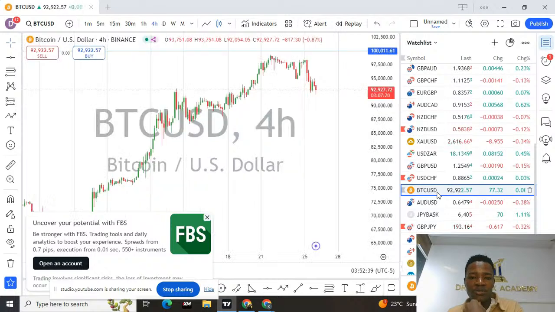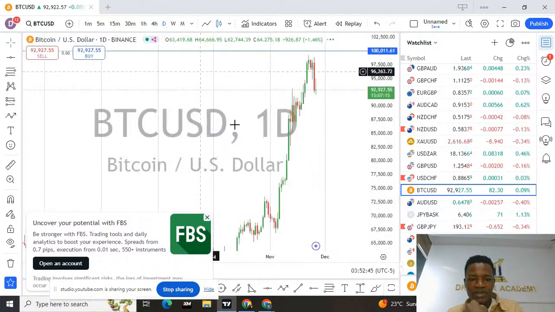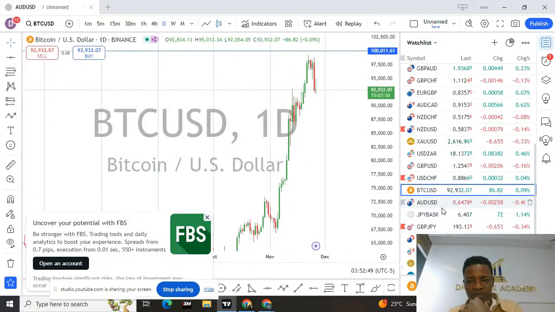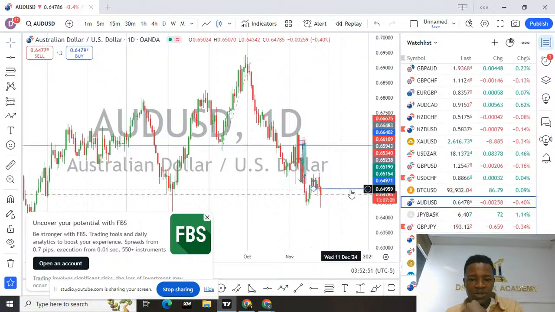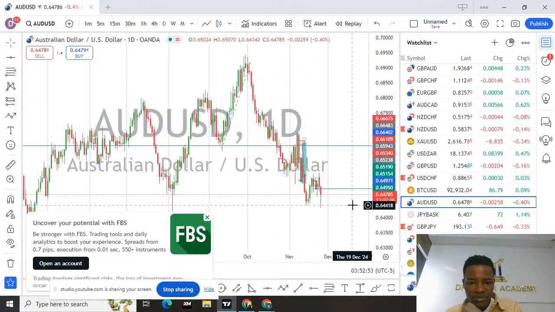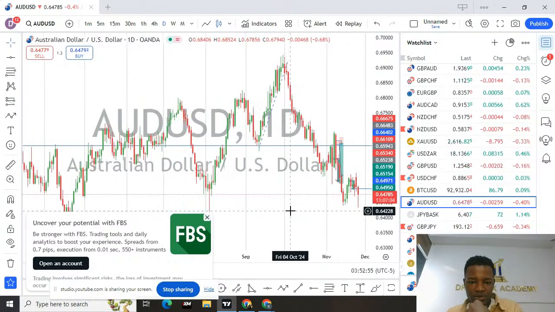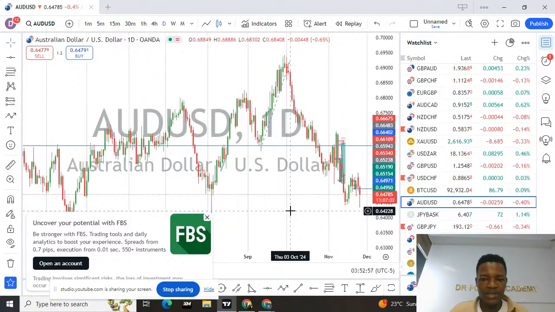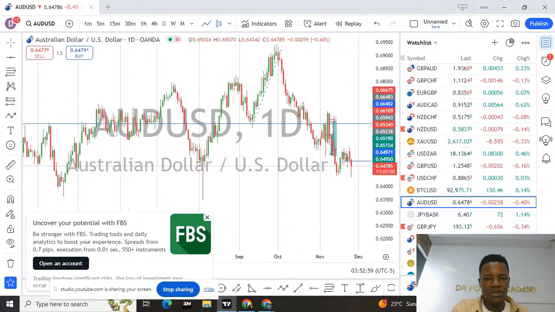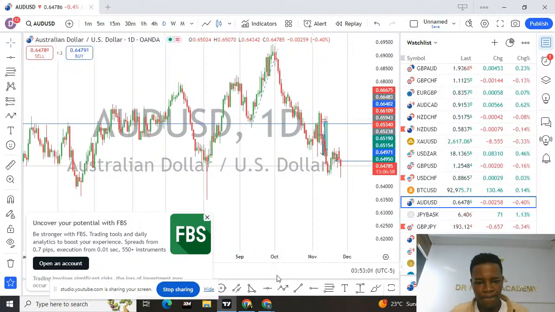This BTC has reached 100, but I know this BTC is still bullish. Let's go. We have not been trading BTC, AUDUSD. On AUDUSD, I don't have any view on it because I can clearly see most of the pairs we do trade are here.